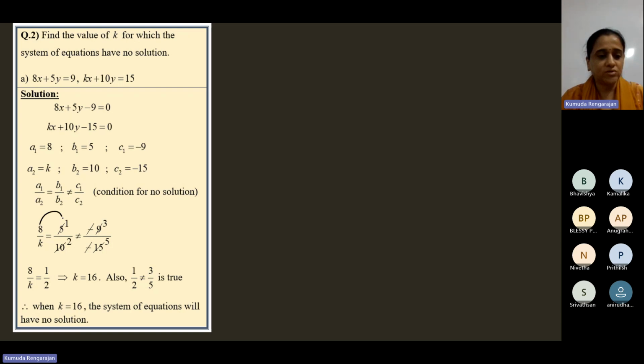When you equate this, you'll have to find the value of k. What's the value of k? k is equal to 16. You found the value of k, but you should also have a look at this part. If this part is true, so what is here? 1 by 2 is not equal to 3 by 5. That's true. Therefore, when k is 16, the system of equations will have no solution. All right? Yeah, write down first.